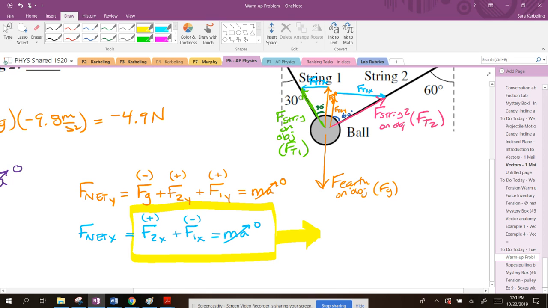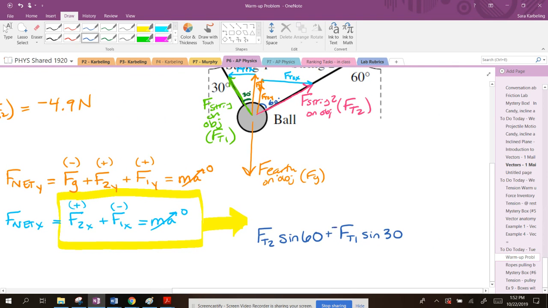F2 in the x direction is this here, right? Which is just F2 times the sine of 60. Are you with me there? I'm going to write that down. Ft2 times the sine of 60, and that's positive, plus Ft1 in the x direction is just Ft1 times the sine of 30. That's in the negative direction. What does that have to add up to, friends?